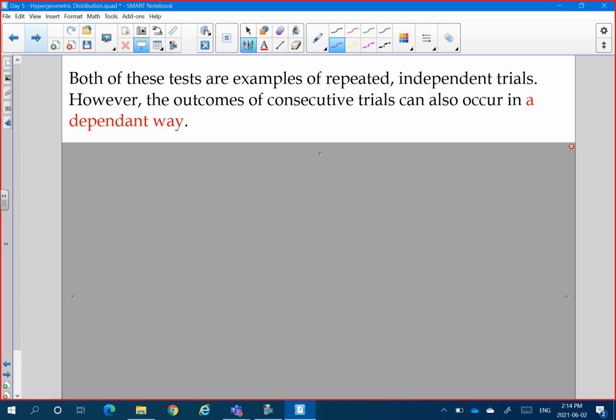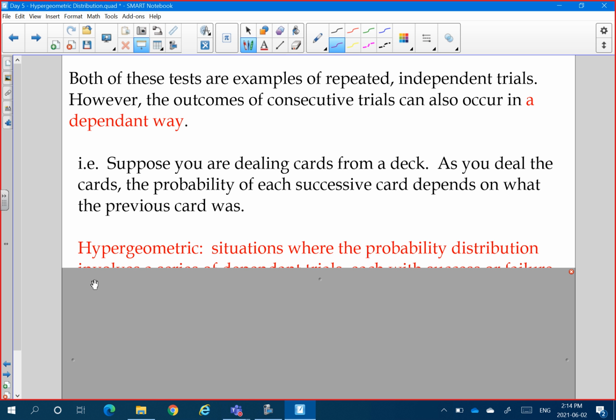However, the outcomes of consecutive trials can also occur in a dependent way. So we looked at independent trials with the binomial distribution. Now let's look at dependent. Suppose you're dealing cards from a deck. As you deal, the probability of each successive card will depend on what the previous card was. As soon as I start dealing cards out, my probability of getting a certain card is changing, because more cards are gone from the deck. So it's definitely dependent on the previous activity.